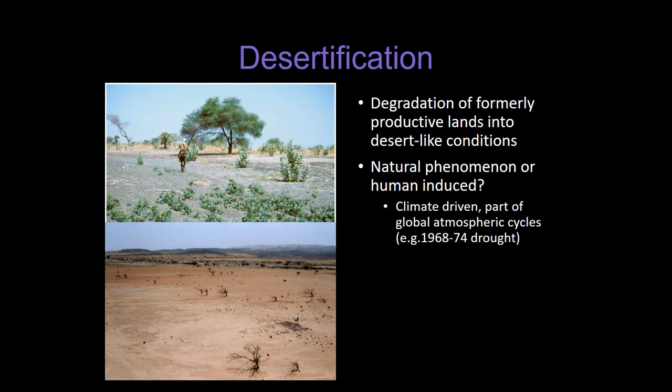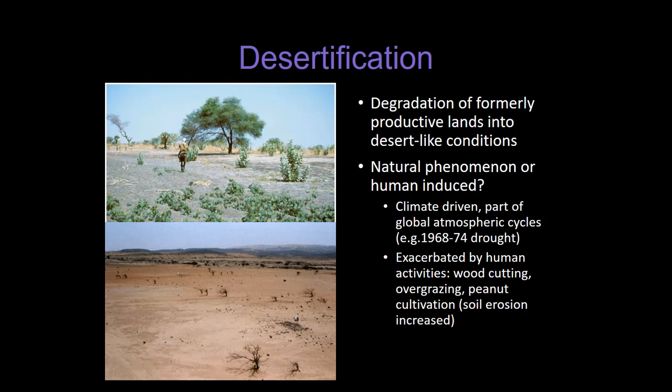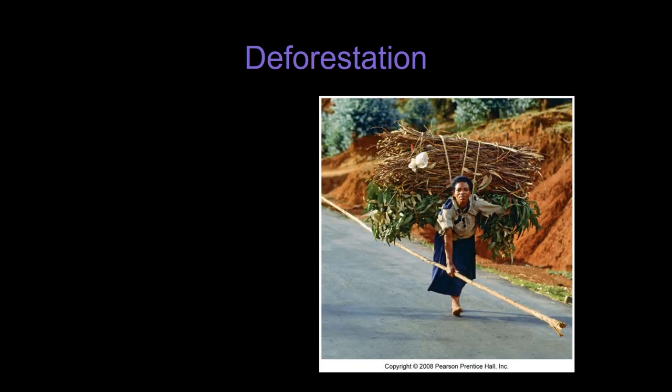You see part of global atmospheric cycles. So again, drought cycles. Droughts, I should say water shortages, can be naturally induced because they come from different climate cycles, but they can also be human induced by the fact that we're over-consuming. So the same here: exacerbated by human activities, wood cutting, overgrazing, and peanut cultivation, which greatly leads to soil erosion.